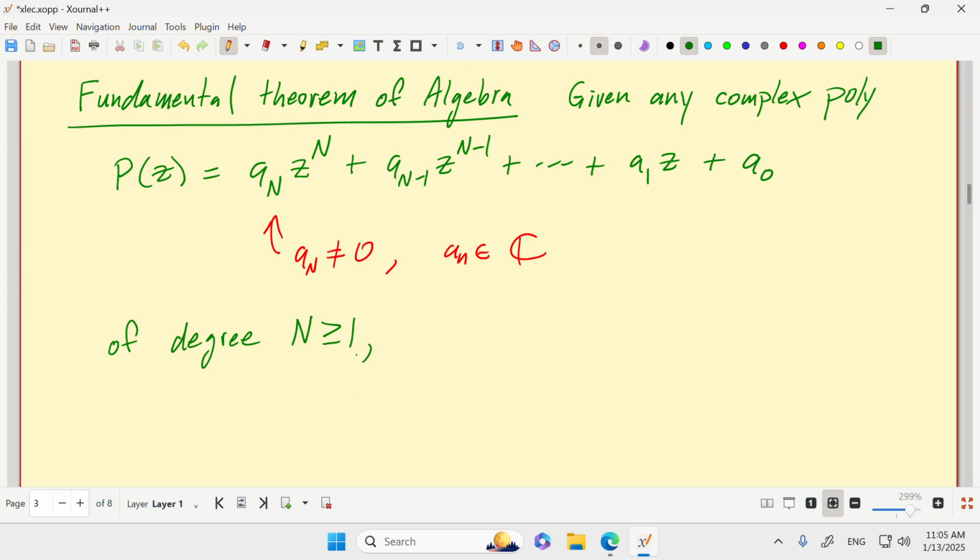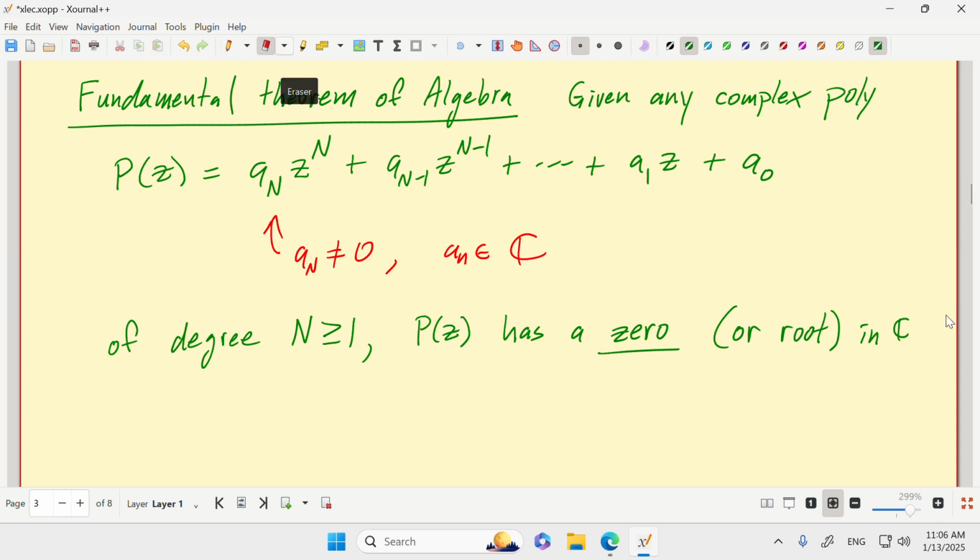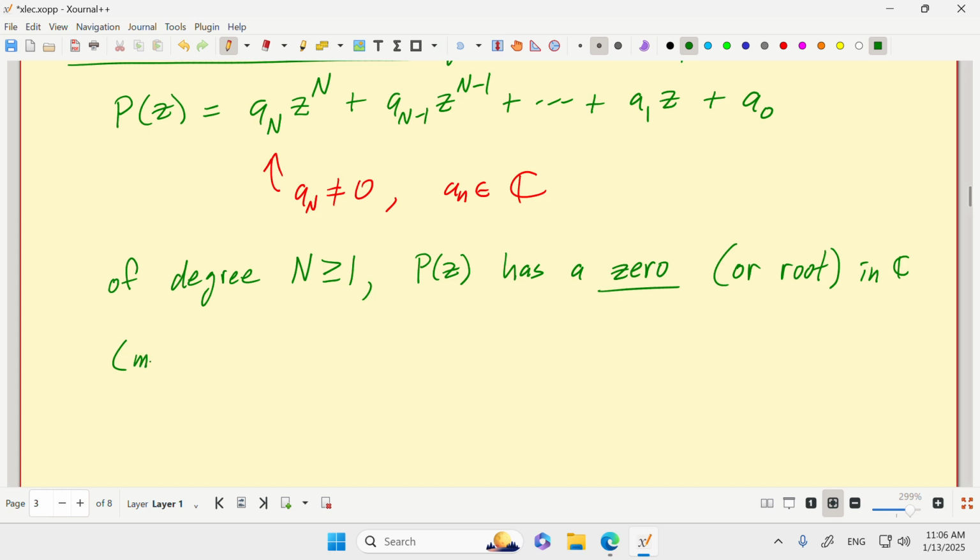So given any polynomial like that, the conclusion is that P of z has a root, also called a 0, in C. Meaning, a number R in the complex plane with P of R equals 0. Okay, that's really exciting.